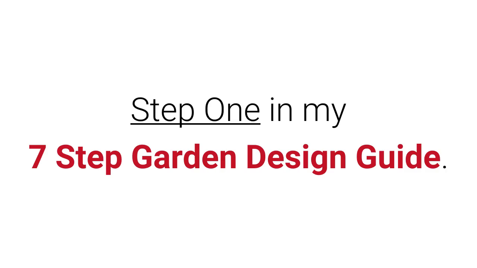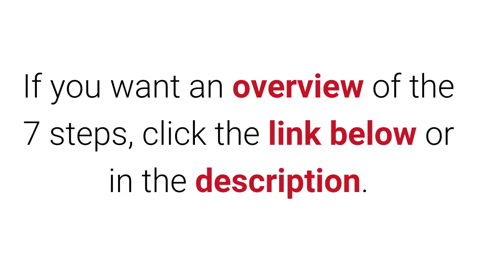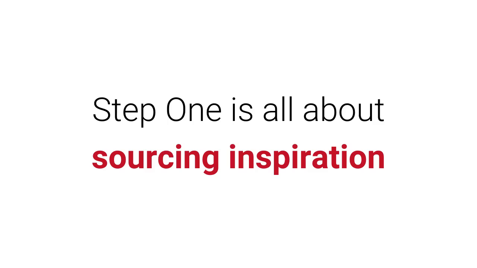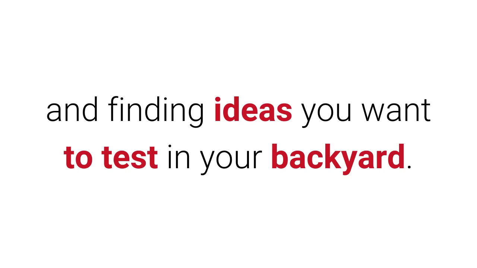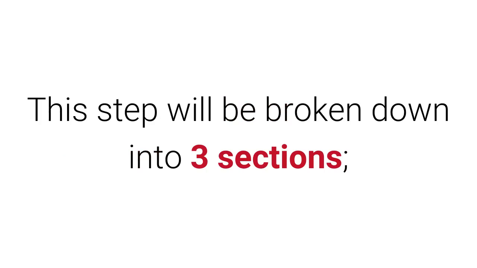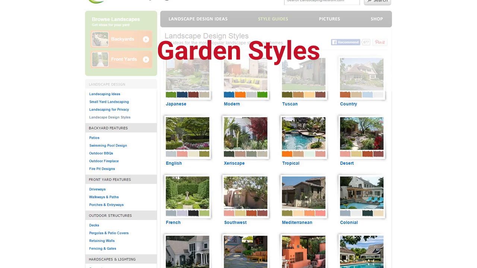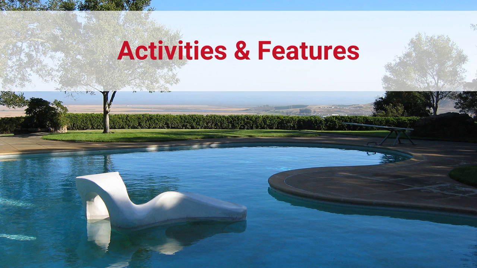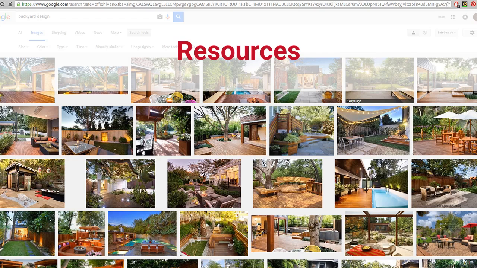I'm back again with a more in-depth look at step 1 in my 7-step garden design guide. If you want an overview of the 7 steps, click the link below or in the description. So step 1 is all about sourcing inspiration and finding ideas you want to test in your backyard. This step will be broken down into 3 sections: garden styles, activities and features, and resources.